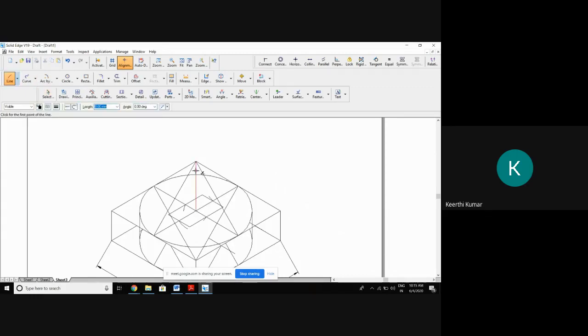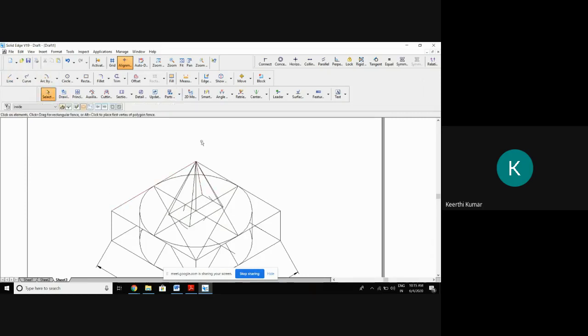Then, from this vertex, this will be the vertex now. From this vertex, join to the corner of the base. You'll get plenty of lines. Don't get confused. You concentrate only on the line what you're drawing. Just from the vertex, I connected to the corner of the base.